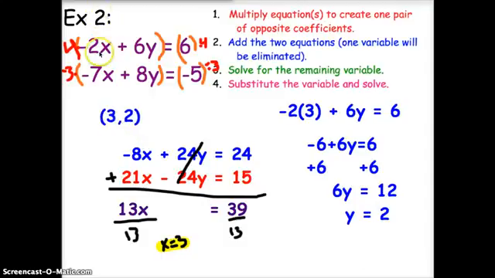Let's see, negative 2 times 3 is negative 6. 6 times 2 is 12. Negative 6 plus 12 is 6, so it works. Negative 7 times 3 is negative 21. 8 times 2 is 16. Negative 21 plus 16 is negative 5. So it works for both equations.